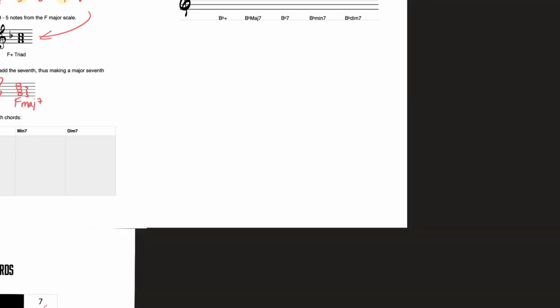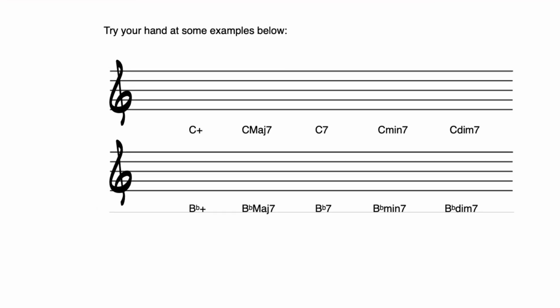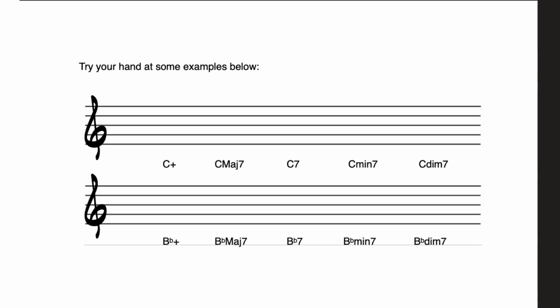So let's try that over here. Okay, so we're going to do 2 different keys. So the first one here is C major. C major, of course, I'm just going to write out the scale up here. C, D, E, F, G, A, B, C. Number the notes. And C major is nice because there's no sharps or flats, so every note is a natural note.